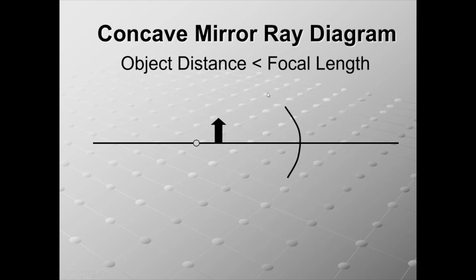All right, so here we go. We have object distance is less than the focal length. So let's say this is our mirror, this curved line right here. And then this is our focal point right here.